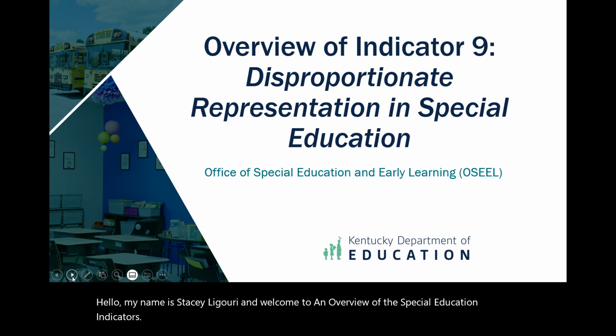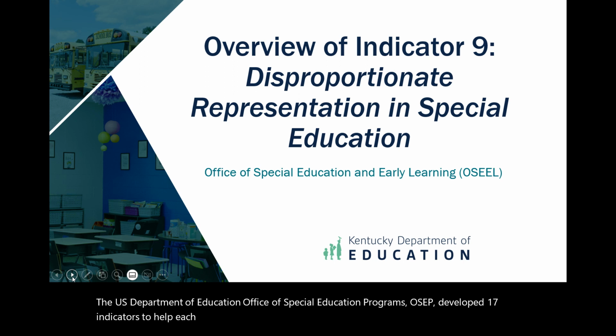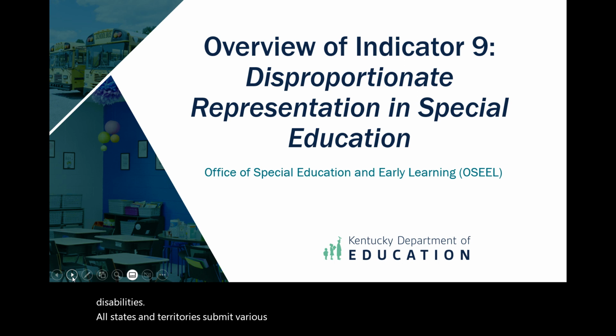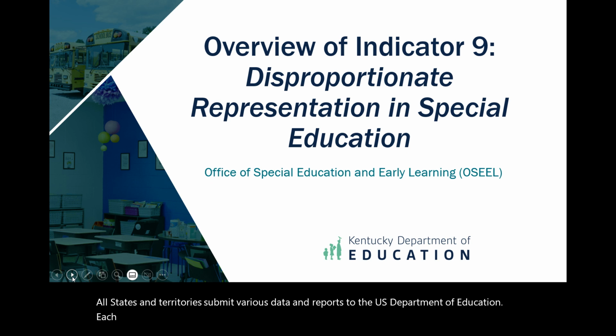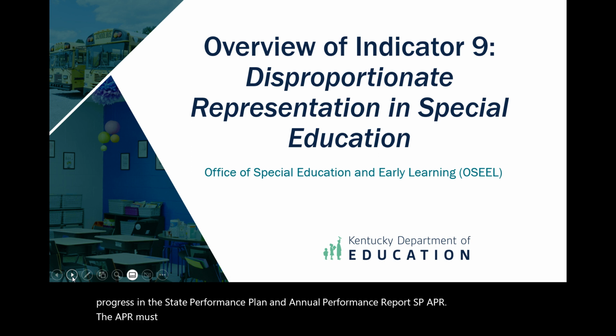The U.S. Department of Education, Office of Special Education Programs, OSEP, developed 17 indicators to help each state measure and report on its efforts to educate students with disabilities. All states and territories submit various data and reports to the U.S. Department of Education. Each state reports on its performance on each of the indicators as well as its plan to make progress in the State Performance Plan and Annual Performance Report, SPP APR. The APR must be submitted annually.